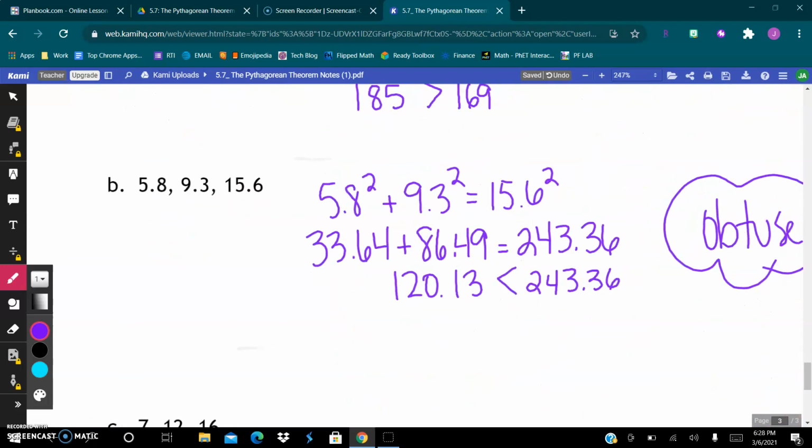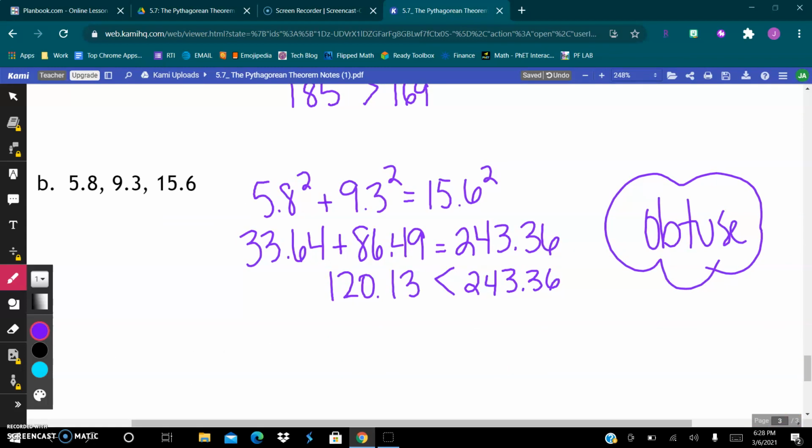And when I do this one, 5.8 squared plus 9.3 squared equals 15.6 squared. I end up with a result of 120.13 is less than 243.36. So the c squared value is larger this time. So that means it would be an obtuse triangle.